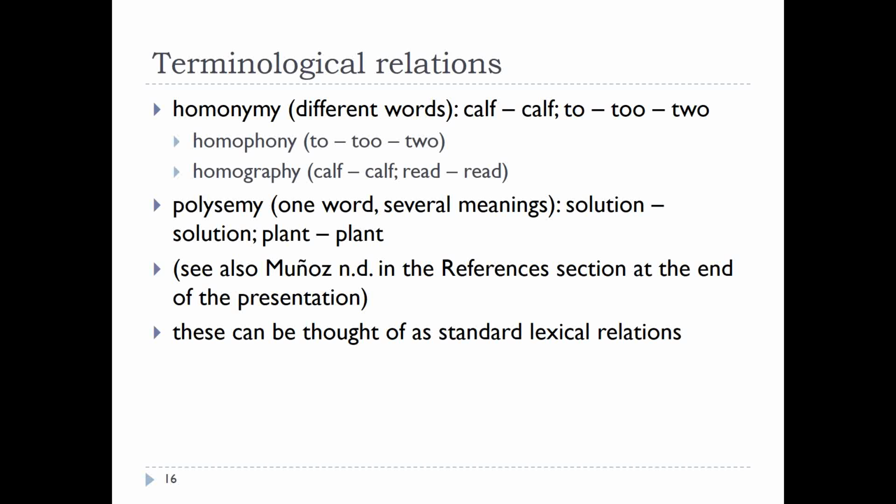Then you have polysemy. This is different from homonymy. In the case of homonymy, you have different words either sounding or looking the same. In the case of polysemy, what we have is one word with several different meanings. So a solution as in answer to a problem, and a solution, a liquid in which something has been dissolved.